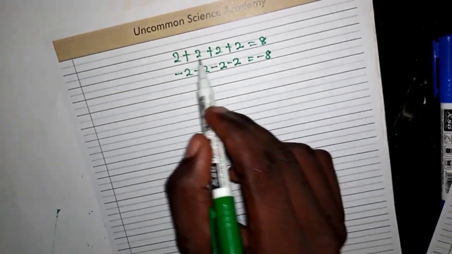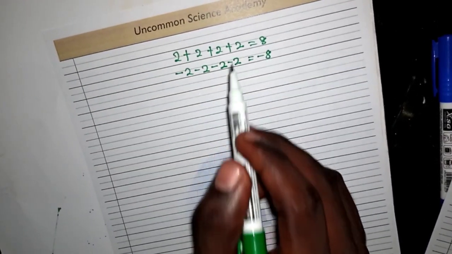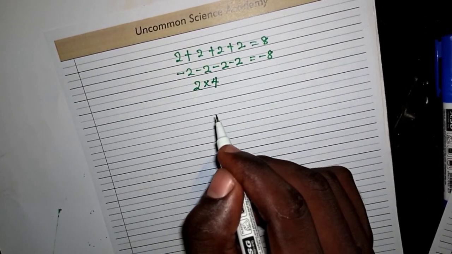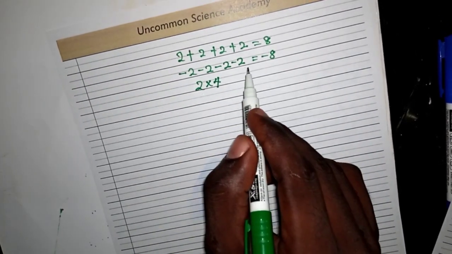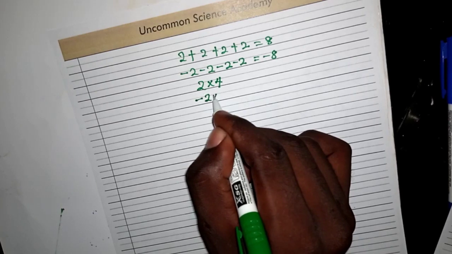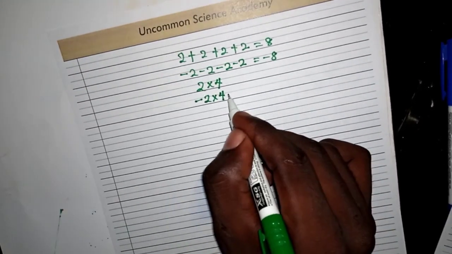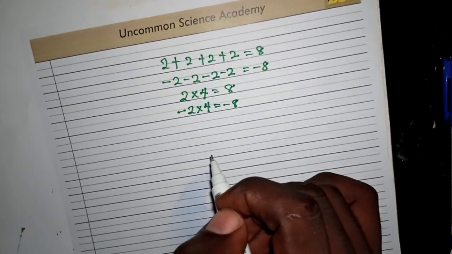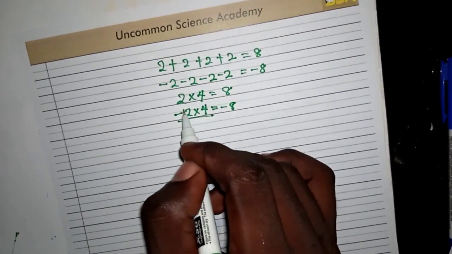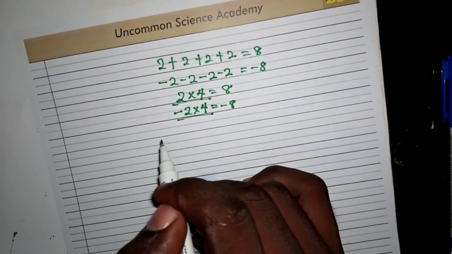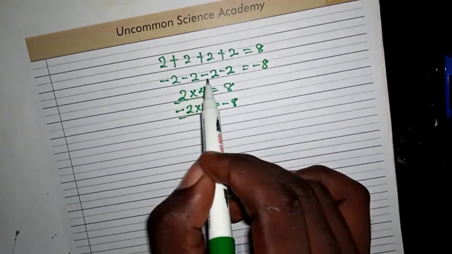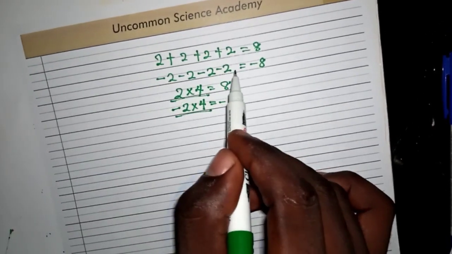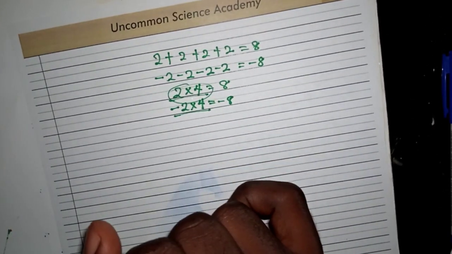The shortcut of writing 2 plus 2 plus 2 plus 2 is the same thing as saying 2 times 4. And that of minus 2 minus 2 minus 2 minus 2 is the same thing as saying minus 2 times 4. Of which this will give us 8 and this will give us minus 8. You can see that it's the same thing. This one consumes less space. This one also consumes less space. Hence, the shortcut of writing the addition of the same number or the subtraction of the same number is what we call multiplication.